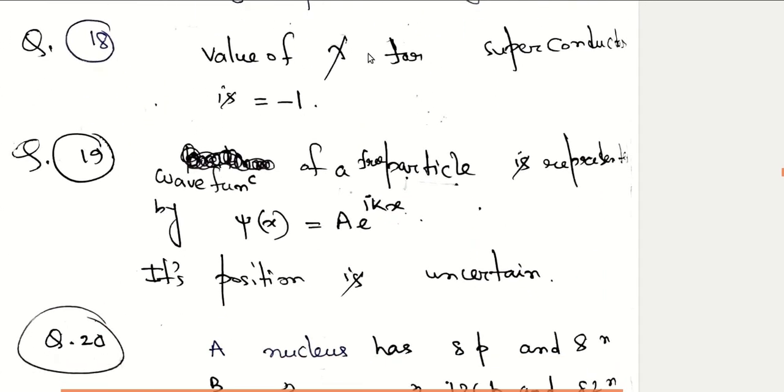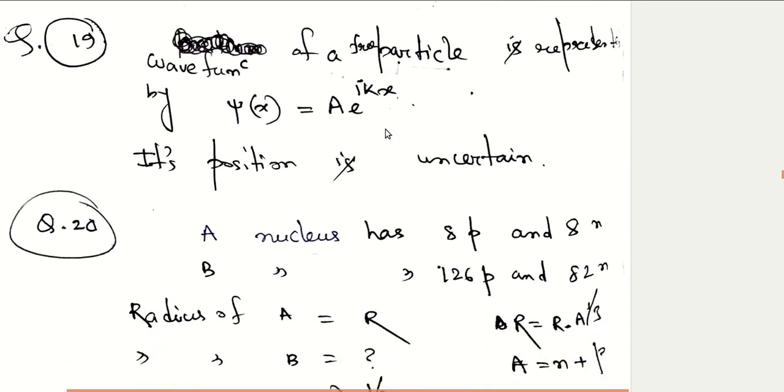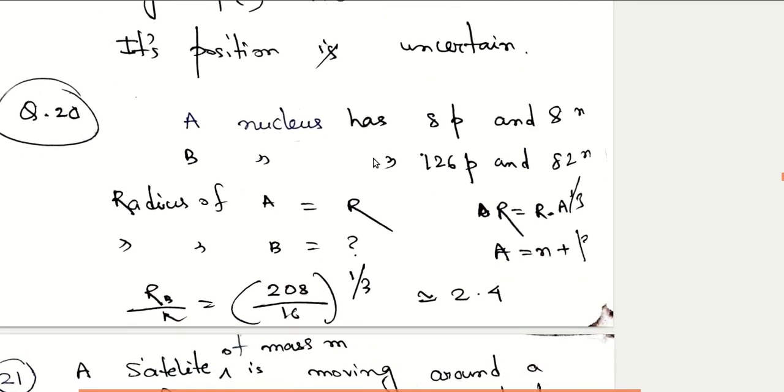The next is the value of chi for a superconductor. It is -1, you know that. It's an informative type question. And a wave function for a free particle was given, which is of the form e to the power i k x, and you know that for a free particle the position is uncertain, so this is the option.